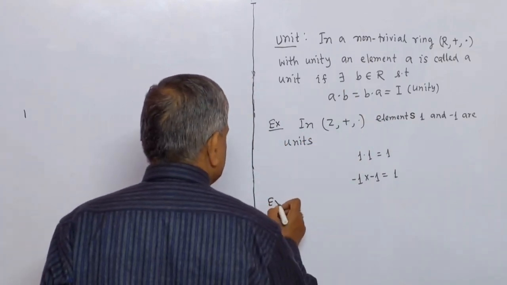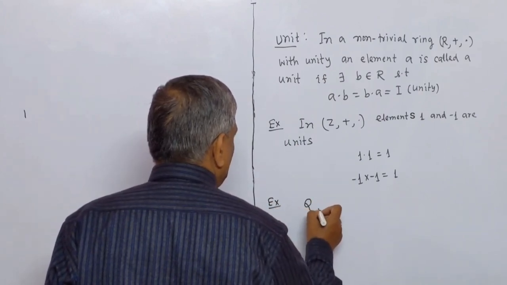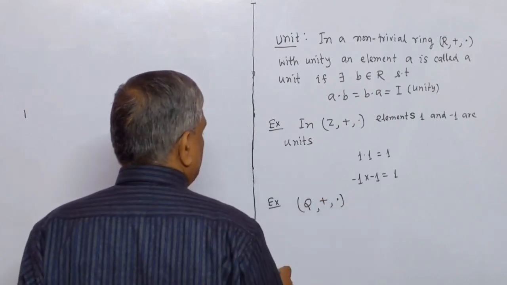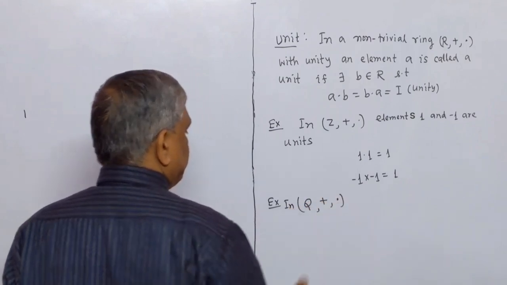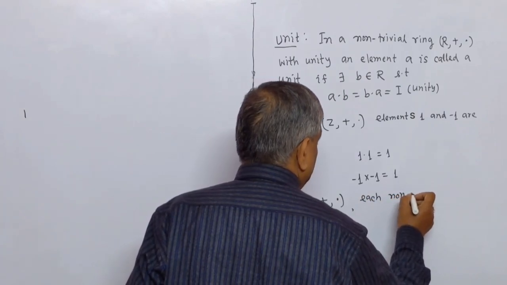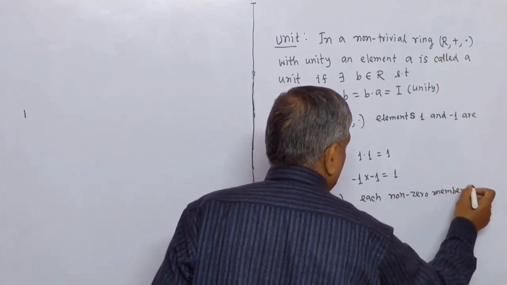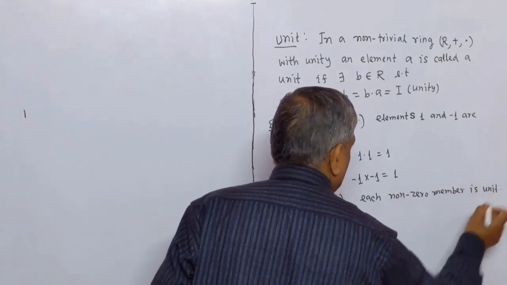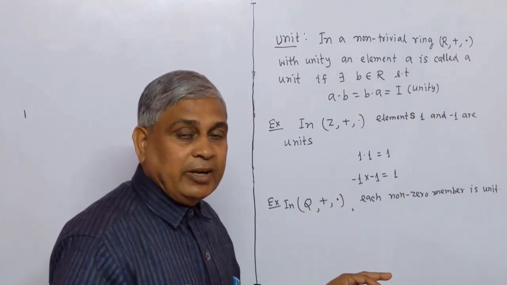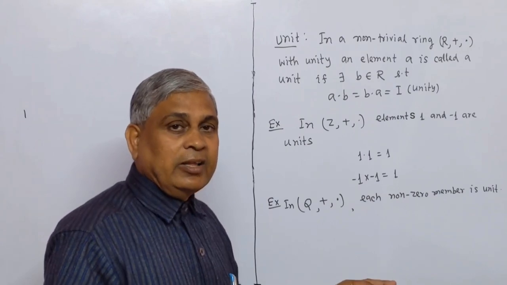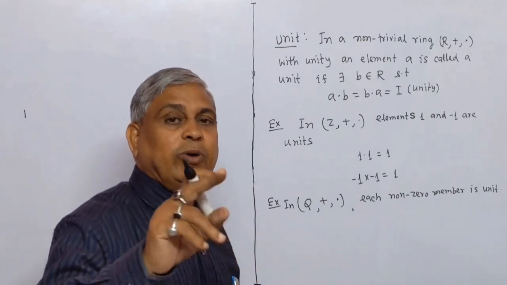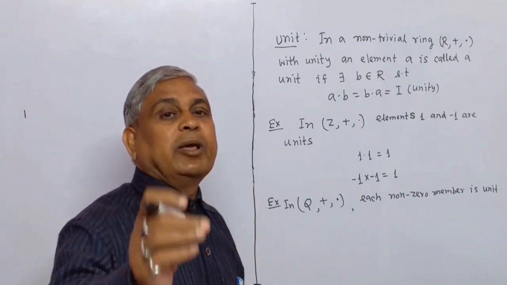Next example: the set of rational numbers Q with binary operations addition and multiplication. In this set, each non-zero member is a unit, because if 5 belongs to Q, 5 is a non-zero rational number, then 1/5 is also a non-zero rational number, and 5 multiplied by 1/5 equals 1, and 1/5 multiplied by 5 equals 1.